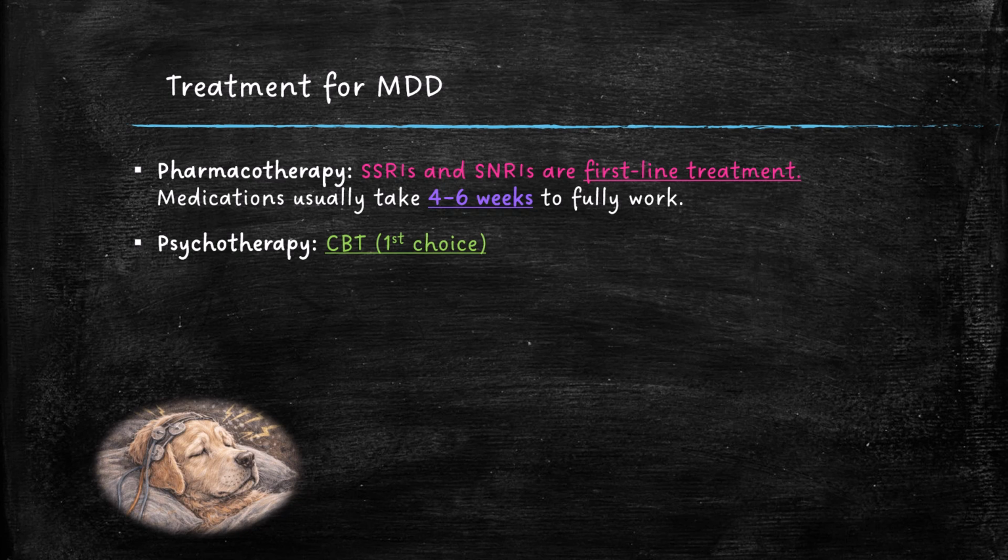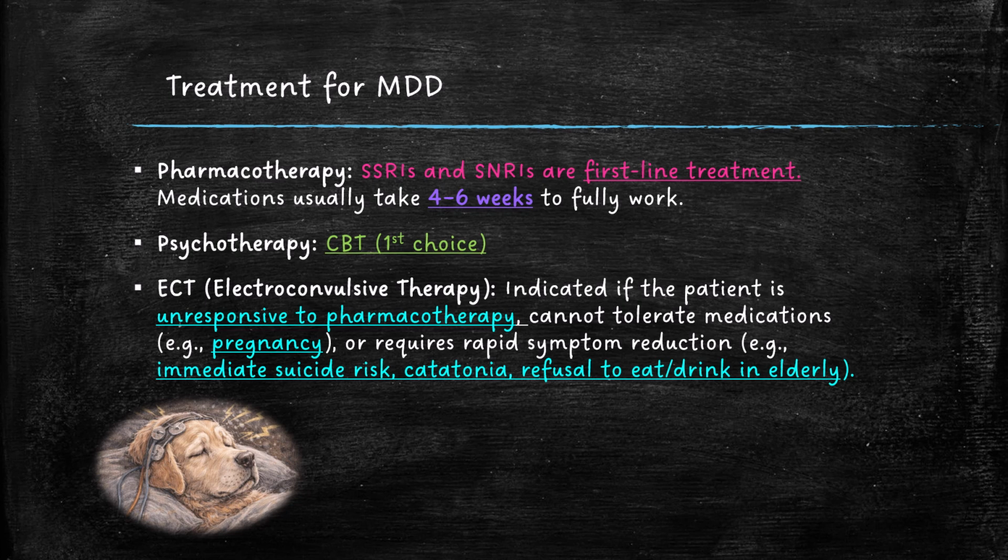First-line therapy is CBT. CBT is almost always the right choice on exams. ECT can be used if the patient is unresponsive to pharmacotherapy, or if they can't tolerate medications, or if they require rapid symptom reduction, which would be an immediate suicide risk, catatonia, or refusal to eat and drink in the elderly. They do like to test on elderly people that will not eat and drink, and ECT would be the answer in that case.